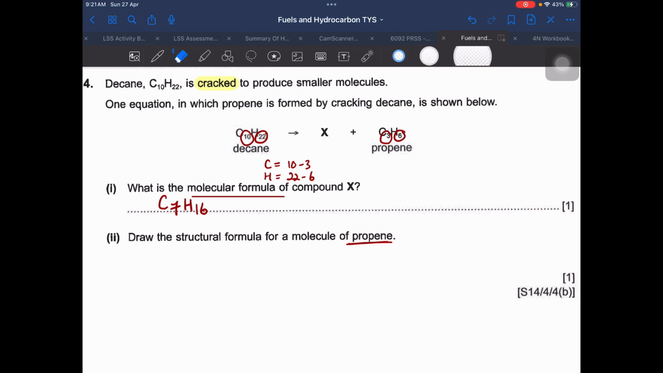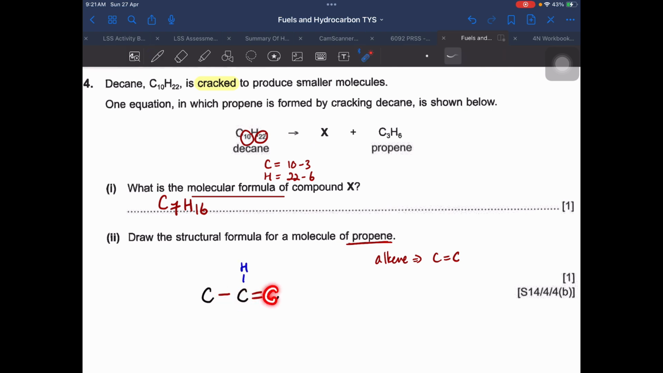Propene, the formula here is C3H6, which means that it is once again a type of alkene. So alkene means must have a C=C double bond. Right? So we start by drawing carbon first. So there's 3 carbon here. 1, 2, 3. Then let's put in the double bond. Then the other side is just a normal single bond. Then now we count. Each carbon must have 4 bonds. So this carbon here has 1, 2, 3. So it needs 1 more.